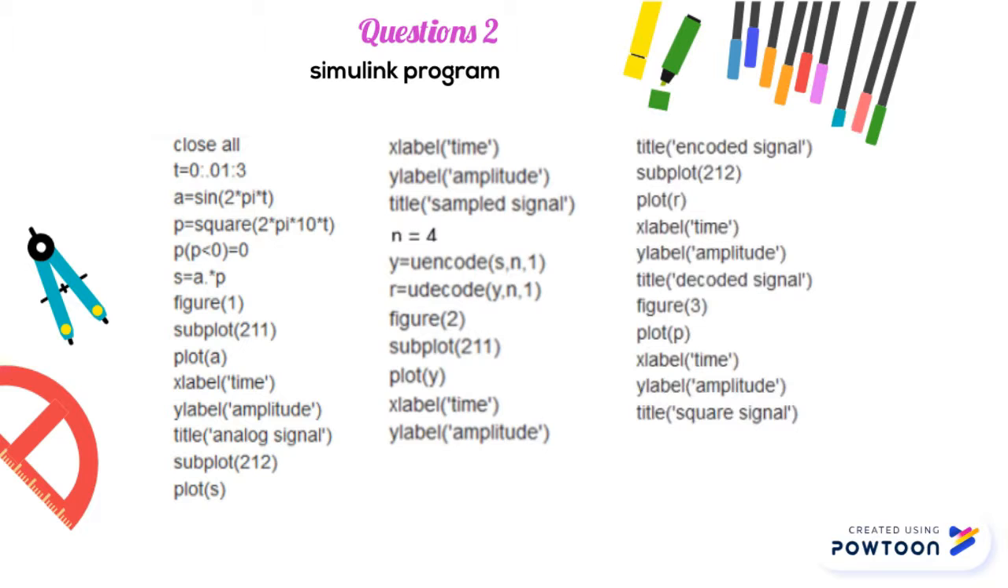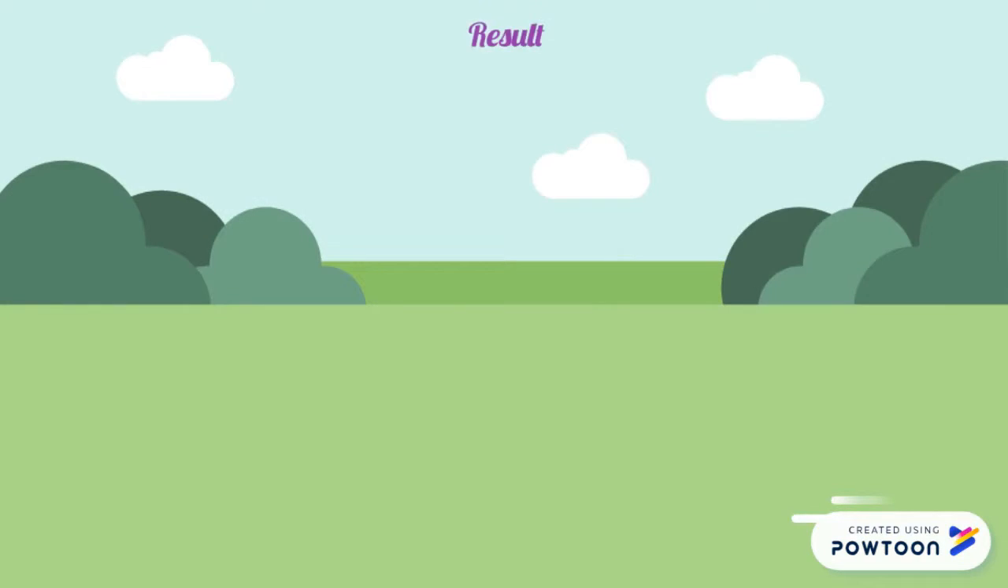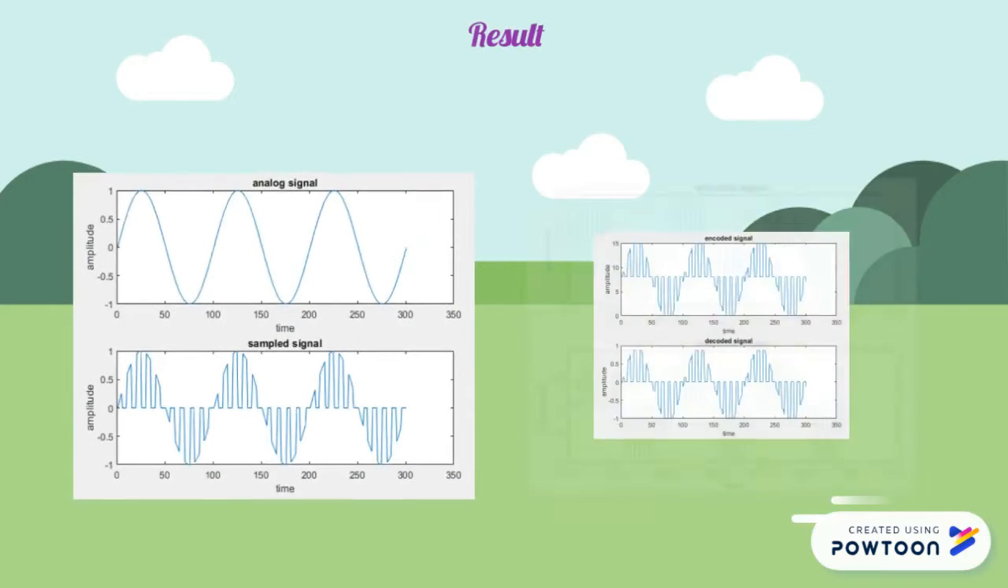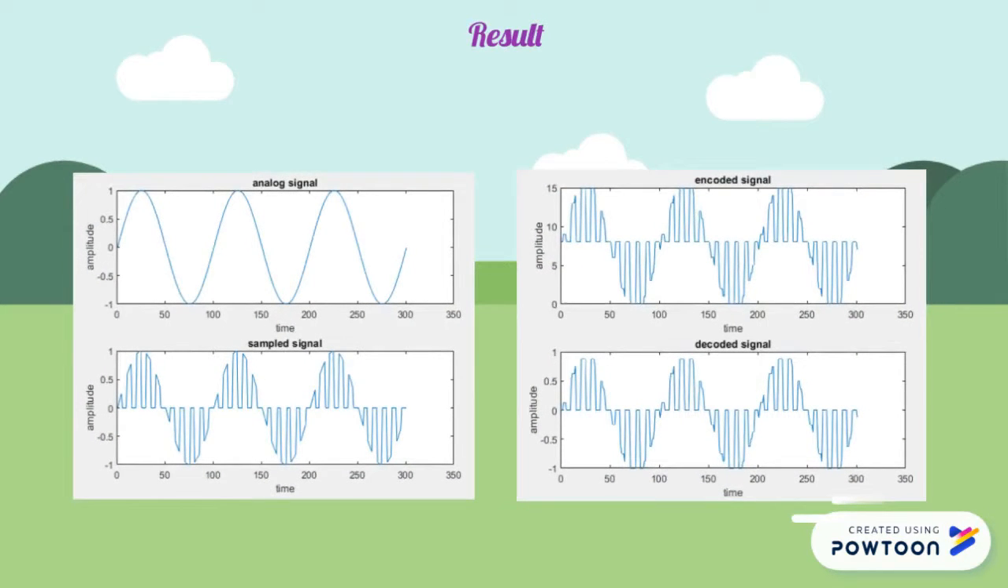The next part is the 16 levels. By using MATLAB, it generates a quantized signal in which n is equal to 4. This is the output for 16 levels.